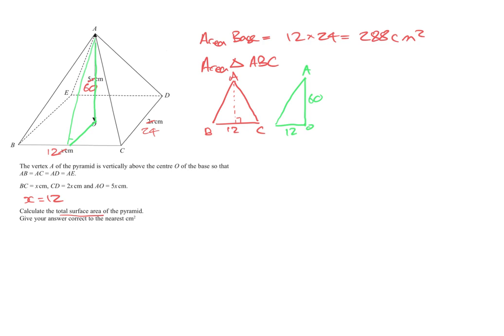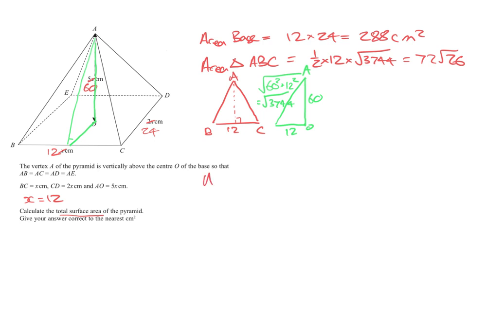So this measurement here is going to be the square root of 60 squared plus 12 squared, which is the root of 3,744. Now I can write down the area of my triangle ABC. It's a half multiplied by the base, which in this case is 12, multiplied by the height, which is root 3744, which is equal to 72 root 26. Now let's look at the next triangle.